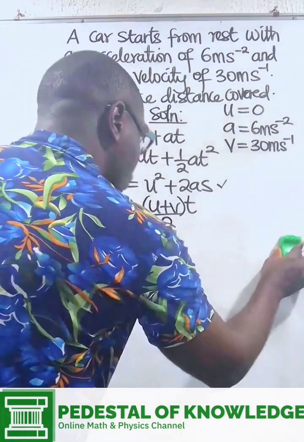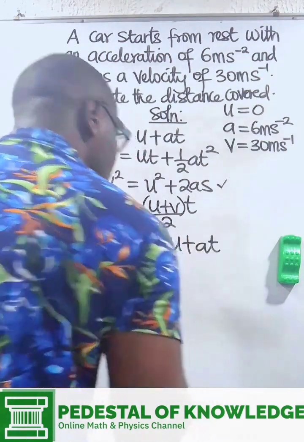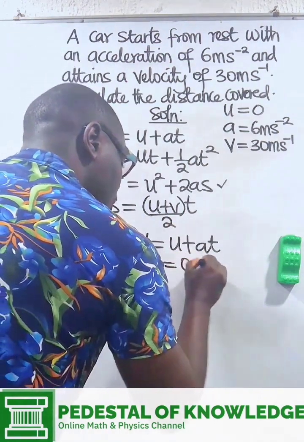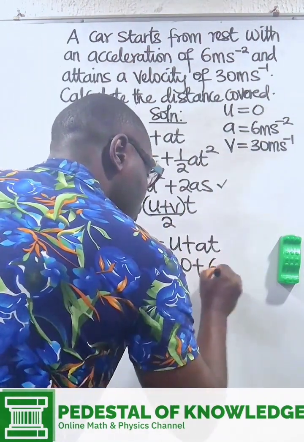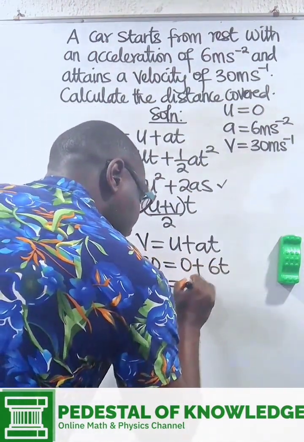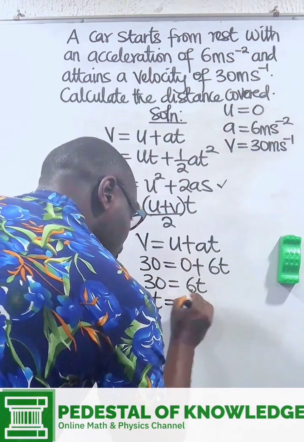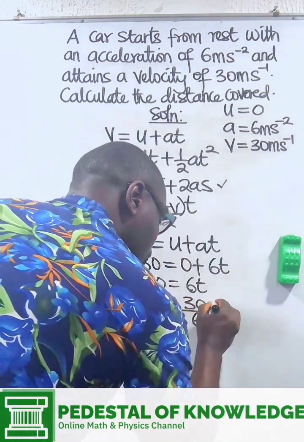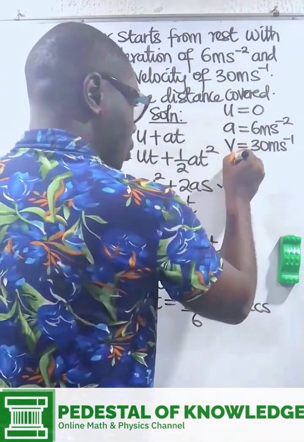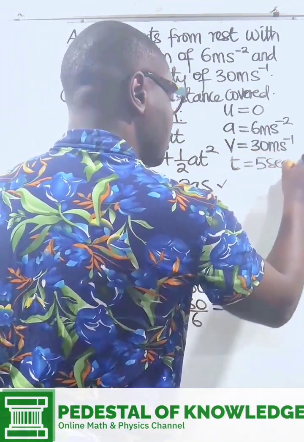Okay, now from that first equation, it says that V is equal to U plus AT. Now, V is 30. So we have 30 is equal to U, which is 0, plus A, which is 6, then multiplied by T. So now 30 is equal to 6T. Now to find the value of T, we divide both sides by 6. So T is equal to 30 divided by 6, which is equal to 5 seconds. T is equal to 5 seconds.